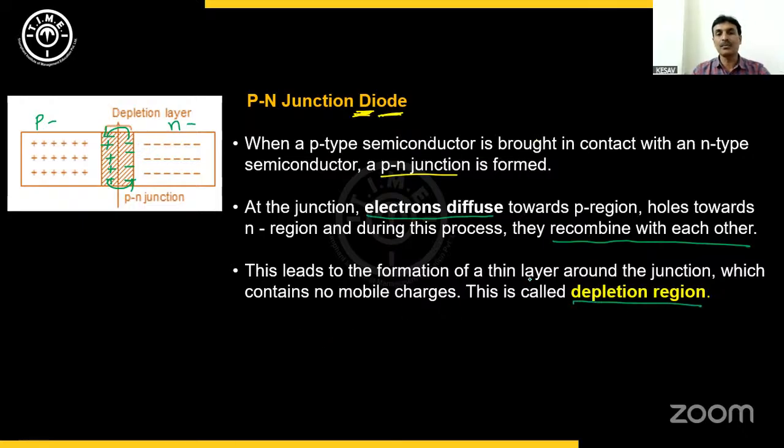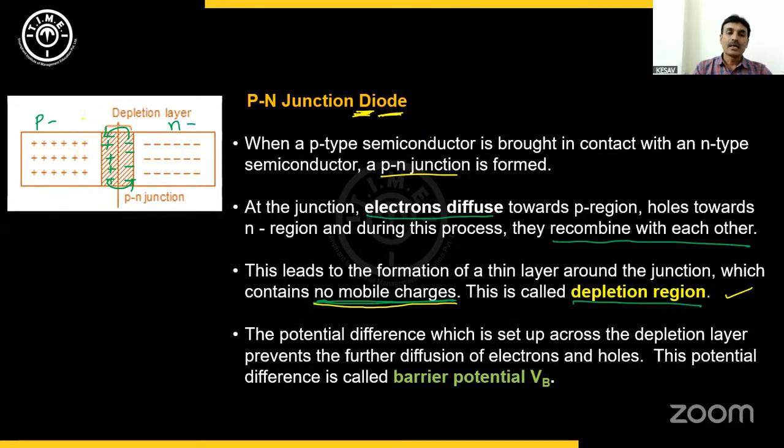This leads to the formation of a thin layer around the junction, which contains no mobile charges. There may be charges, but they are immobile. There are no mobile charges. That is called depletion, and that particular region is called the depletion region.